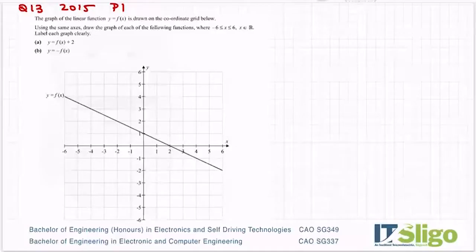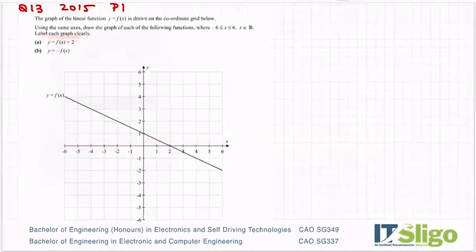Okay, so let's have a look at this question on functions. From question 13 from 2015, the graph of the linear function y equals f of x is drawn on the coordinate grid below. Using the same axis, draw the graph of each of the following functions where minus 6 is less than or equal to x, x is less than or equal to 6. Okay, so often called the domain. It's the values that x goes between, so minus 6 to 6.